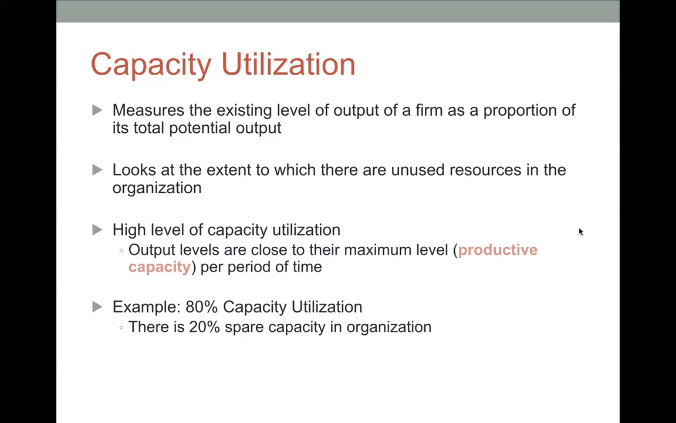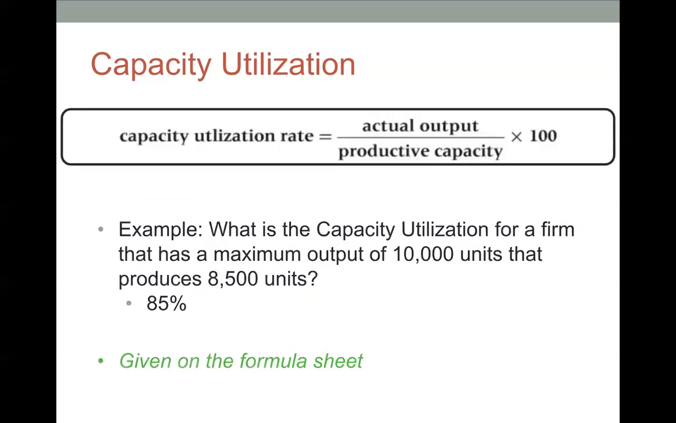And so there's a term you're going to want to know called productive capacity. Productive capacity is maximum level of output. So think about productive capacity as if you're looking at a movie theater, that every seat is filled. Or if you're looking at an airplane, every seat is filled. And so if, for example, a business has 80% capacity utilization, they're using 80% of that productive capacity, 20% spare capacity in the organization.